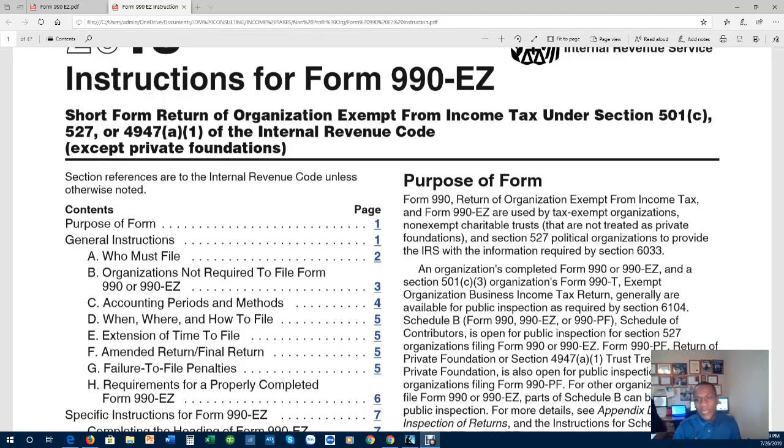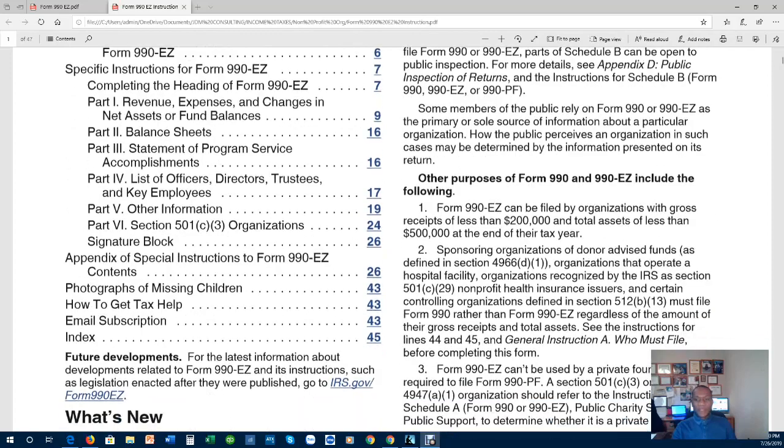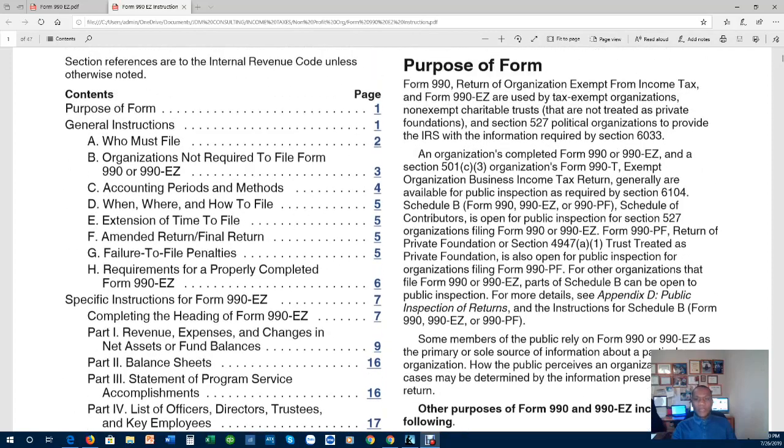Again, you can see here, this is the IRS Form 990 Easy instruction. This is a short form return of organization exempt from income tax under section 501(c)(3), 527, or 4947(a)(1) of the Internal Revenue Code, except private foundation, which use Form 990-PF. The instruction is about 47 pages, and this is the content of the pages form.